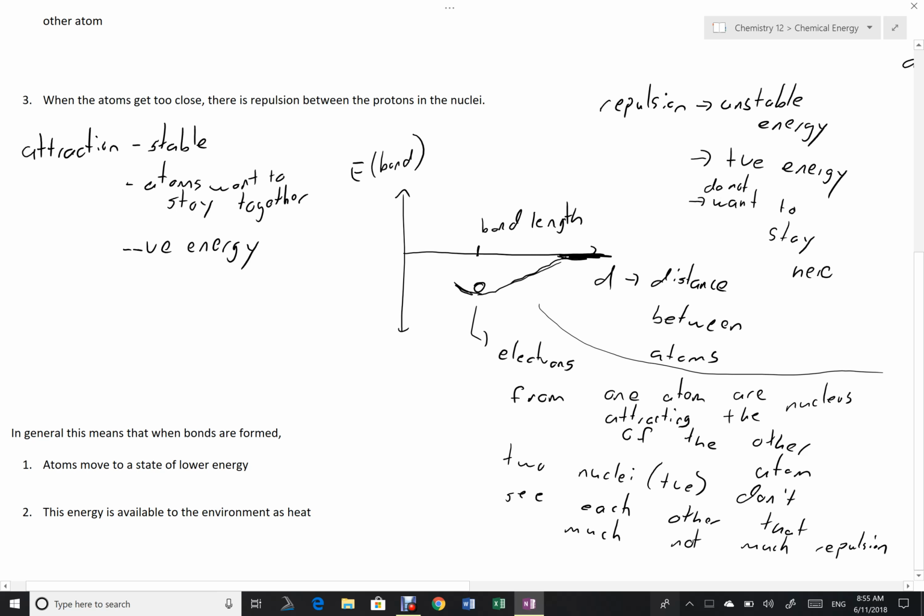Now, if these two atoms then try to get too close together, they're going to repel. And when they repel, any attraction that was there is going to get lost. And we can see this is going to almost go off asymptotically. And this positive energy is associated with the repulsion of the two positive nuclei.